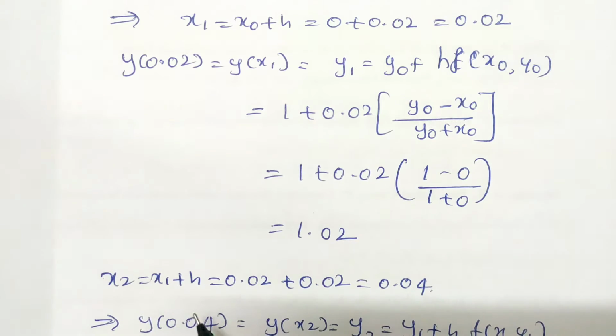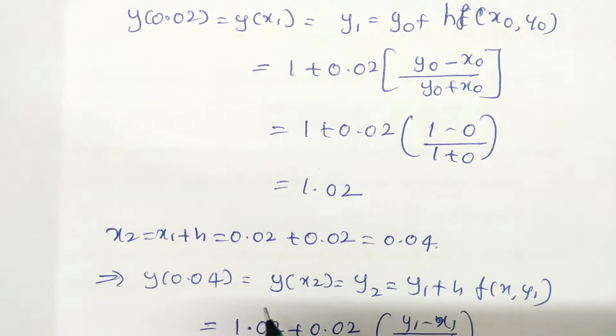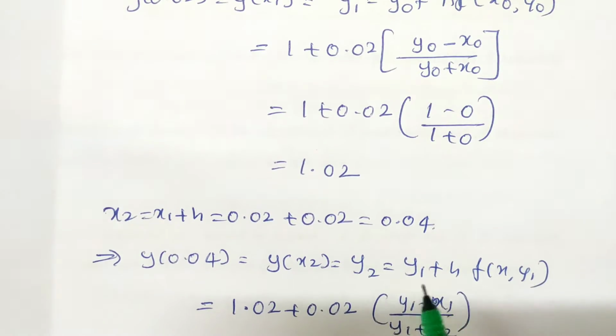Next, x2 is equal to x1 plus h. It is equal to 0.02 plus 0.02, and it is equal to 0.04. This implies y at 0.04 is equal to y at x2, and it is nothing but y2, and we know y2 is equal to y1 plus h into f of x1 y1. Substitute the value of y1, it is 1.02 plus h is 0.02.